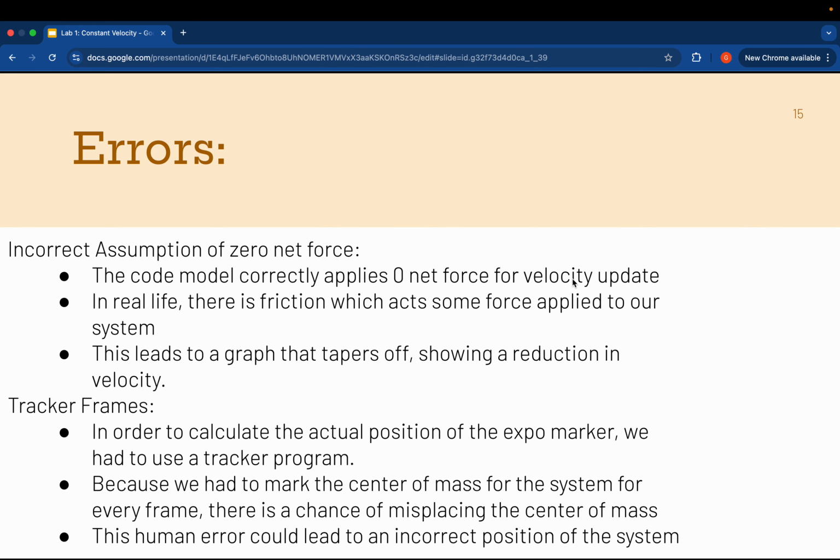Another source of error is that the tracker frames had to be manually inputted, which would lead to some sort of human error of incorrectly calculating the position of the system at every given frame.